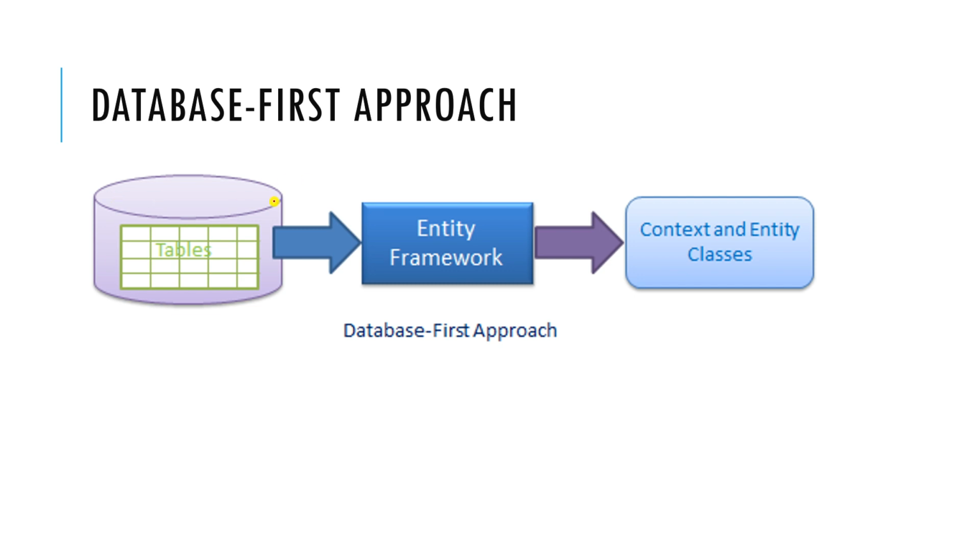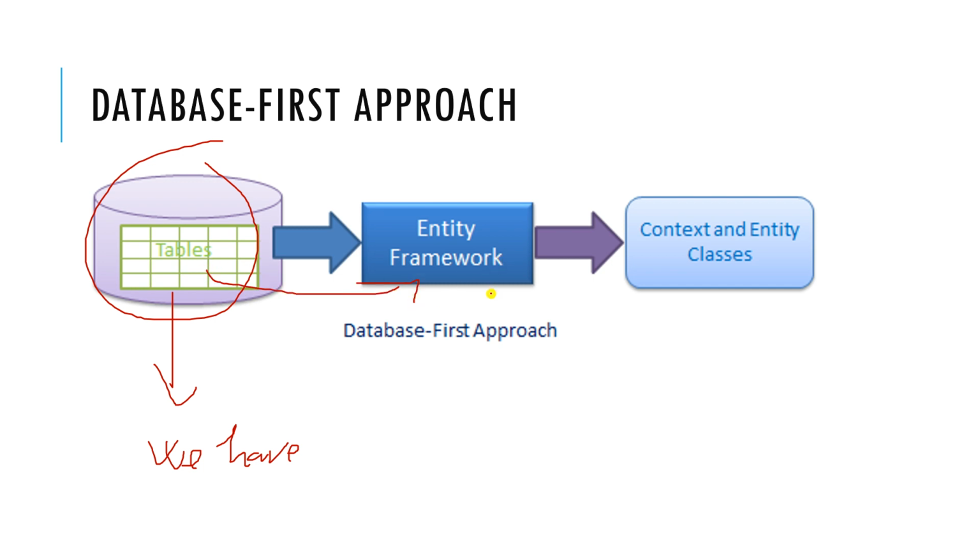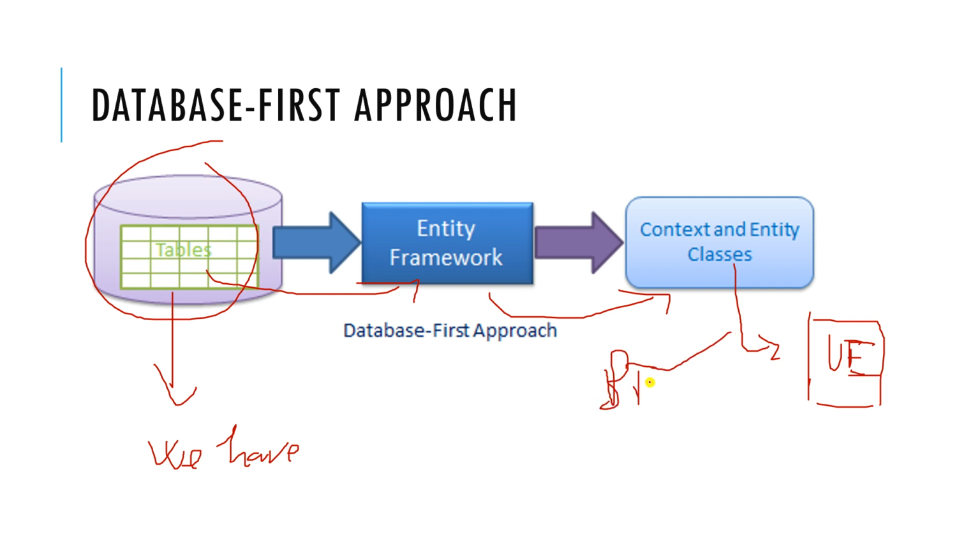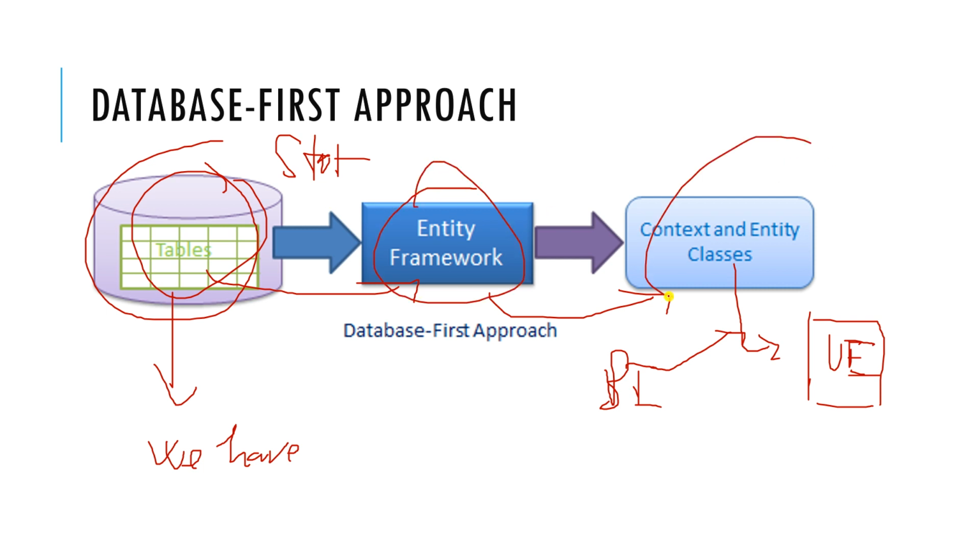The first one is database first. Database first means that we have a database. In this case, since we have a database, we will transfer the database into Entity Framework and transfer to context and entity classes. And beyond this, we will develop UI and BI, business interface. So it starts from the database, transfers to Entity Framework, context classes, and finally the UI interface.